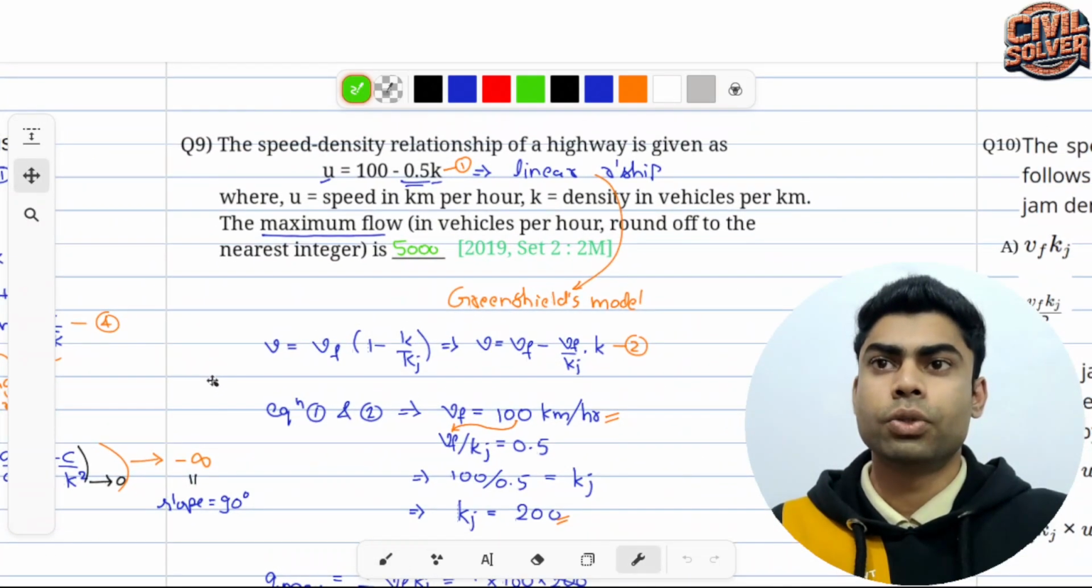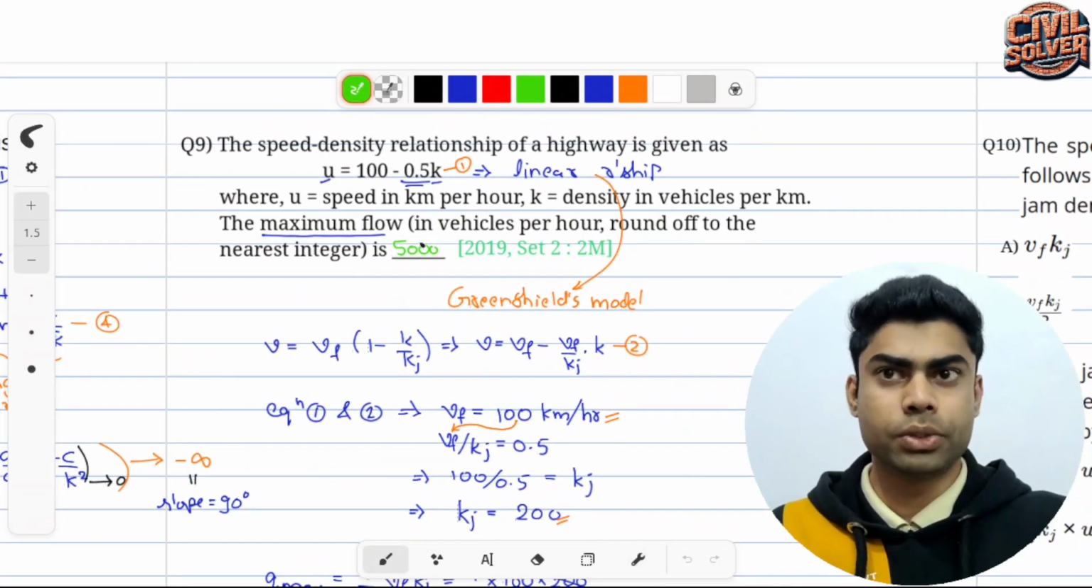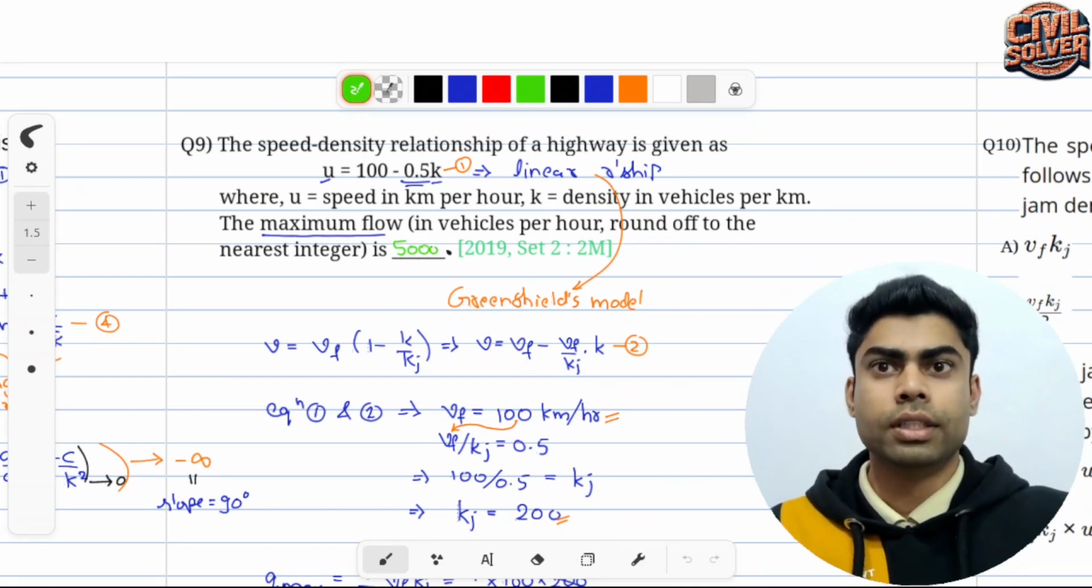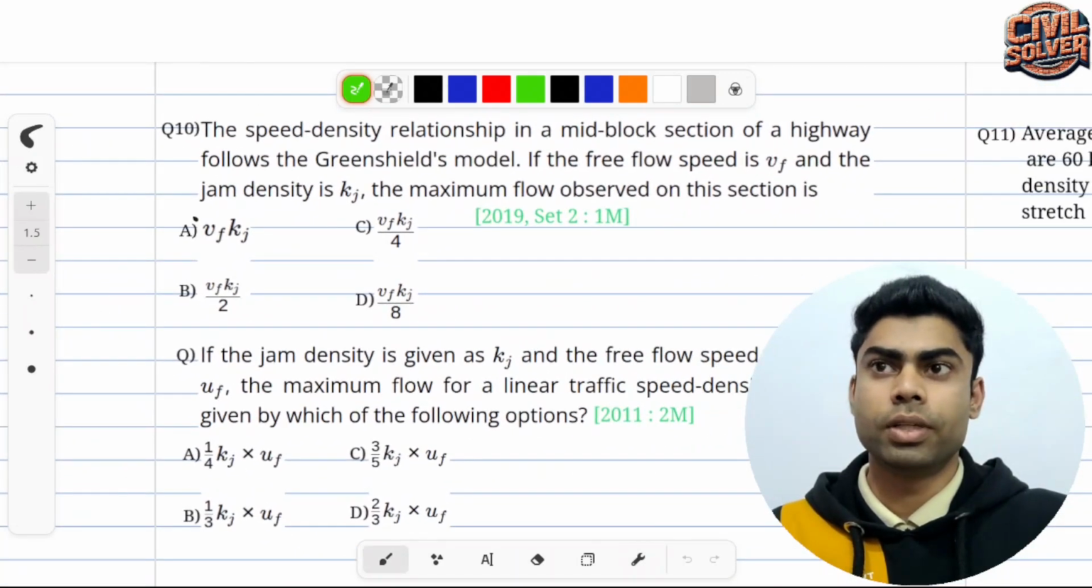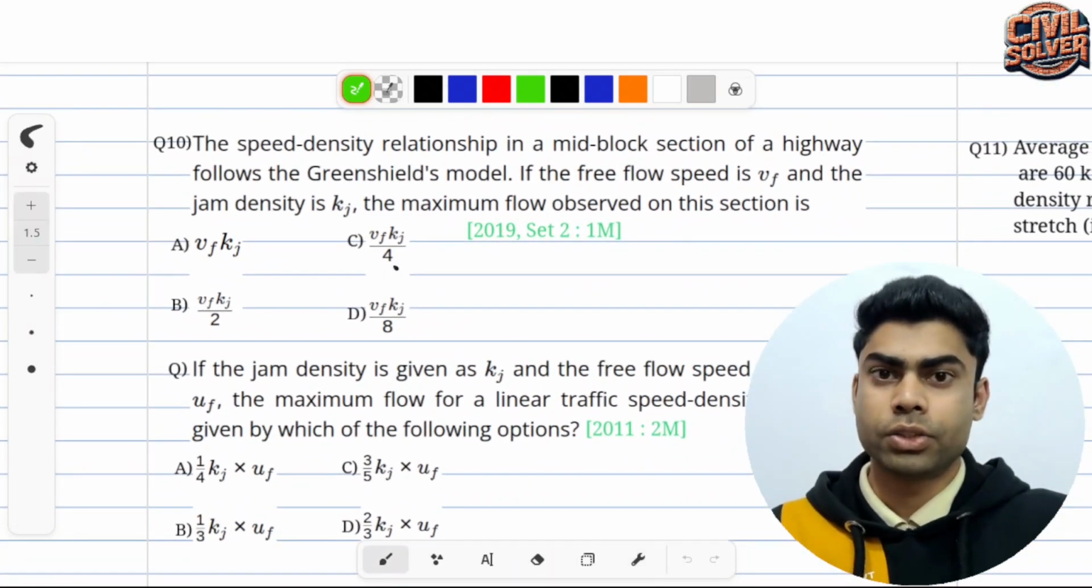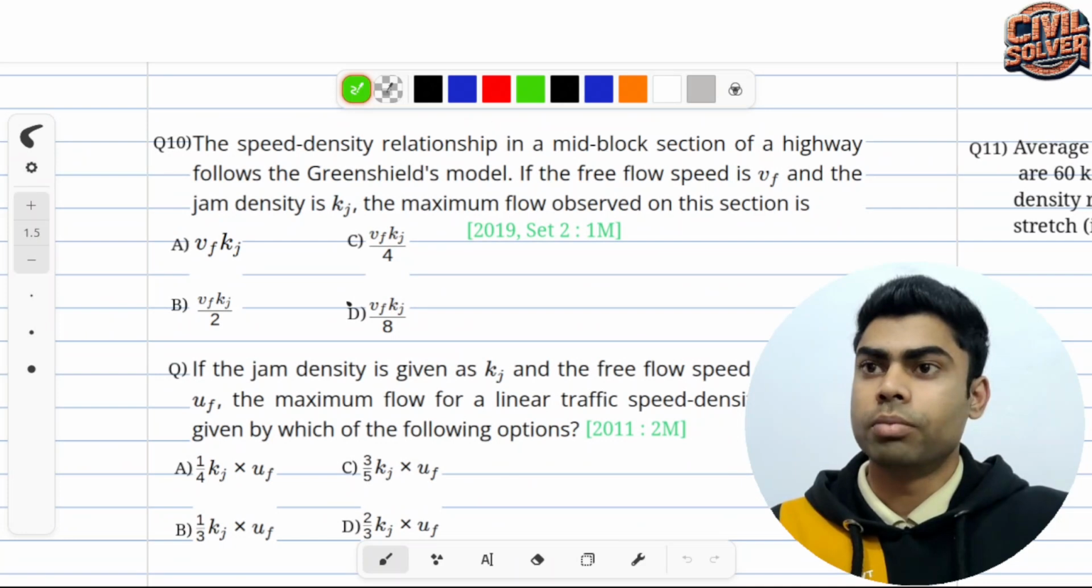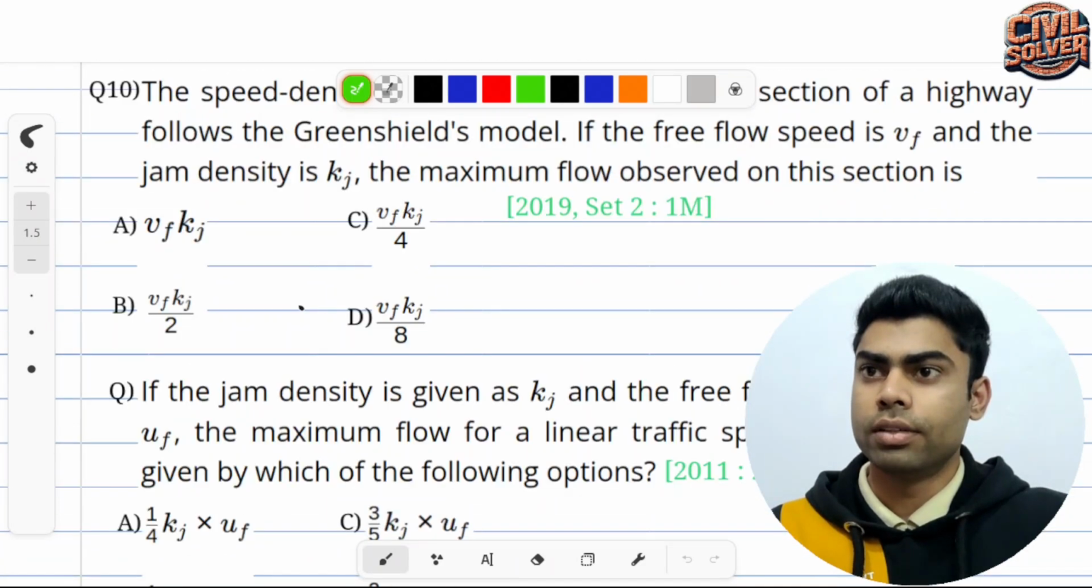And then we had question number 9, a direct formula based question, and quite an easy question. Plus this was also the last question of the previous video. That means we are left with question number 10, and this is the first question of this video. So let me zoom in to a proper level.